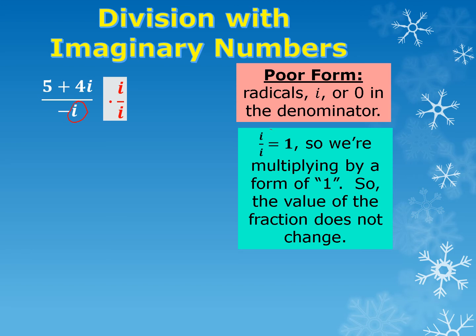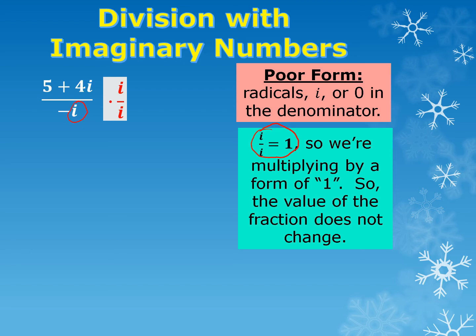That's because i over i is 1. So we're just multiplying by a special form of 1. We're not changing the value of the fraction, we're just changing what it looks like. And you may be wondering, why didn't you multiply by negative i over negative i? Well, I could have.